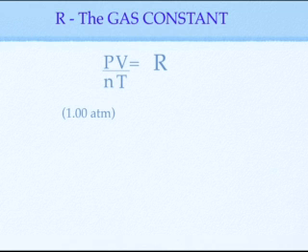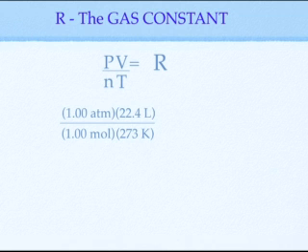What is standard volume? That's a good question. One liter? No, it's actually 22.4 liters. Standard number of moles: 1, nice and easy. Temperature: 0 degrees Celsius, which is 273 Kelvin. It needs to be in Kelvin because you don't want to put a zero in the equation.